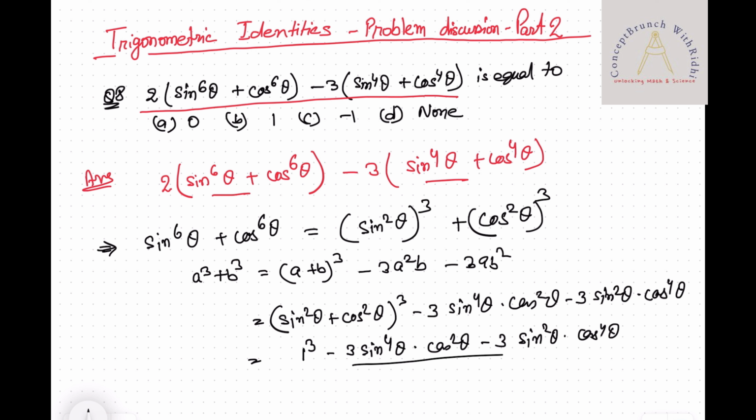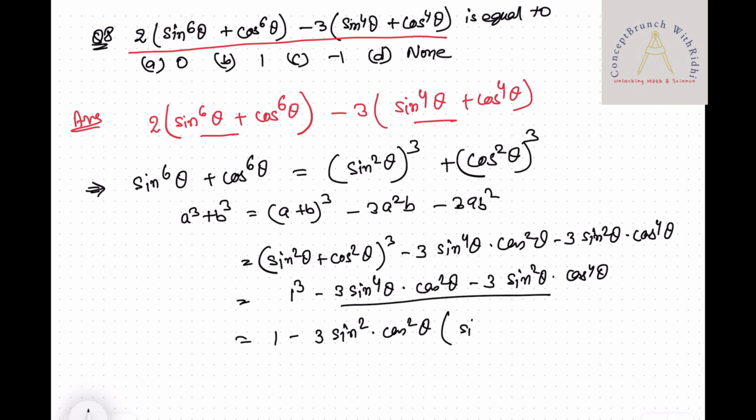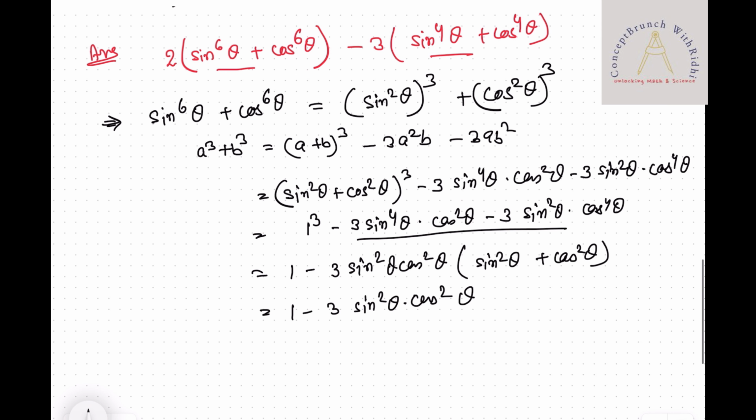We can take common sine square theta plus cos square theta, right? So 1 minus 3 sine square theta times cos square theta. I'll take common, and what is the remaining? Sine square theta plus cos square theta. Again, this part will become 1. So 1 minus 3 sine square theta times cos square theta we can write, correct? So this is the value of sine to the power 6 theta plus cos to the power 6 theta.